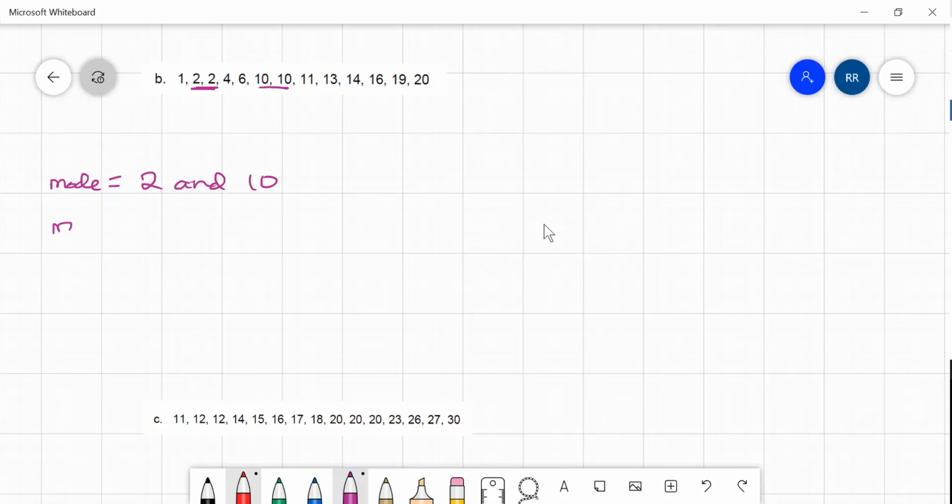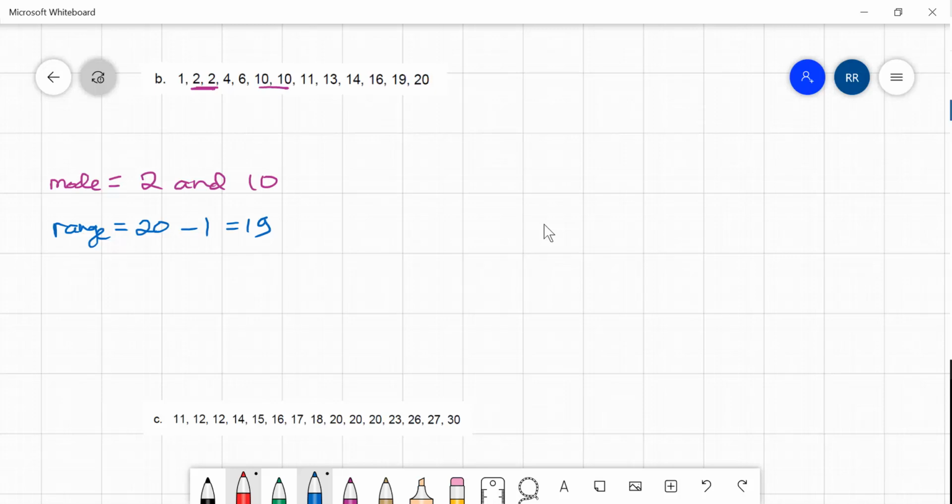Now the range, the easiest part first. Because the data has been ordered from the smallest to the largest, we can say that the maximum value is 20 and the lowest value is 1. So the range is 20 minus 1, which equals 19. So the mode and range are the easiest to calculate.